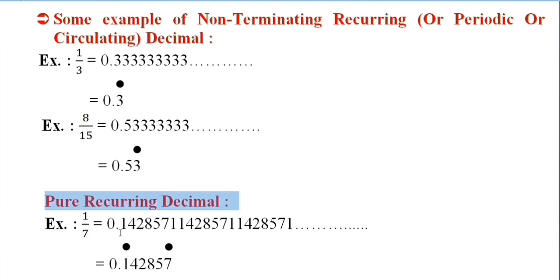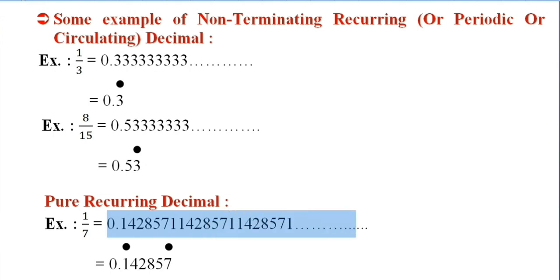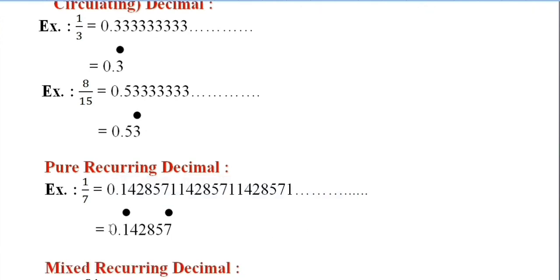Pure recurring decimal. Example: 1/7 equals 0.142857 and so on, which equals 0.142857 recurring decimal, because there is a repeating block of 6 digits in the quotient.